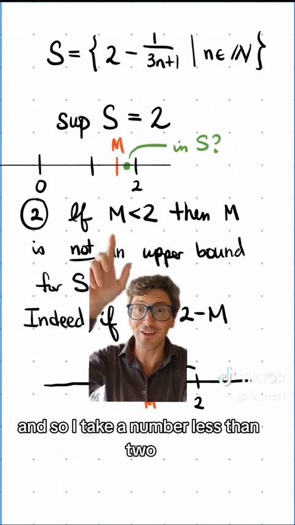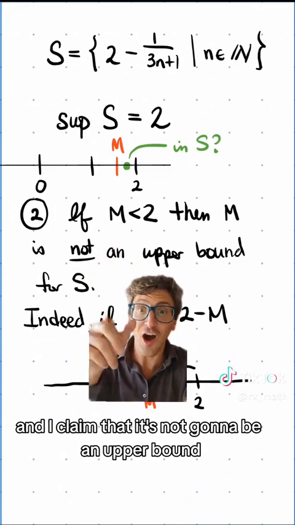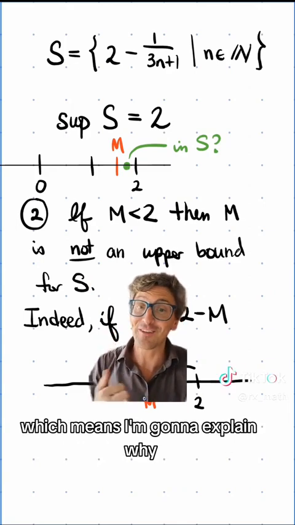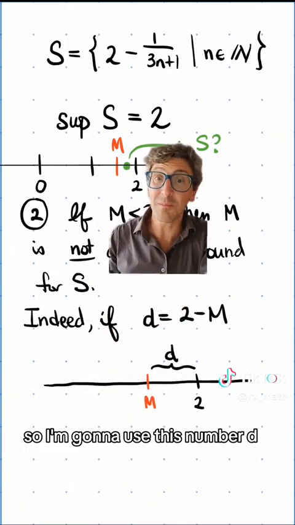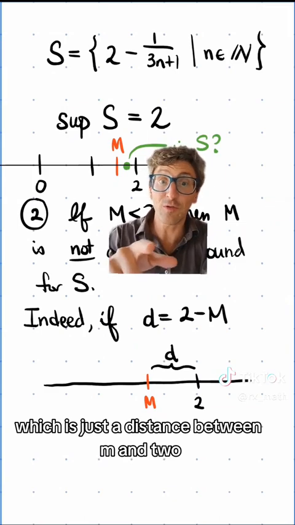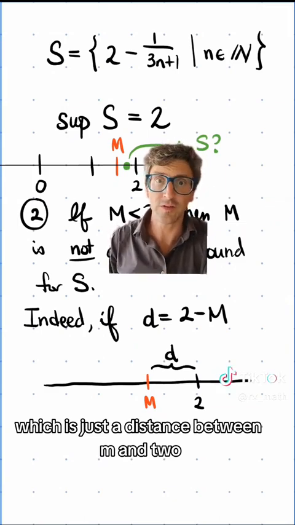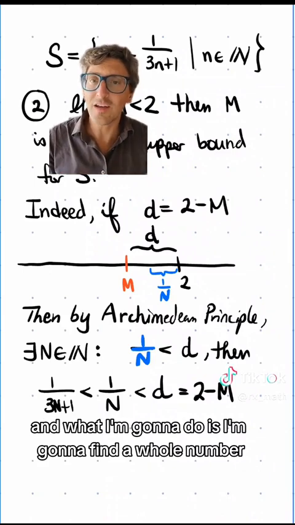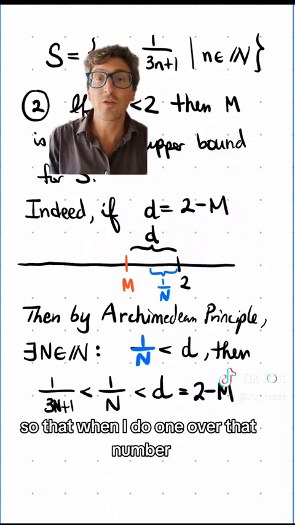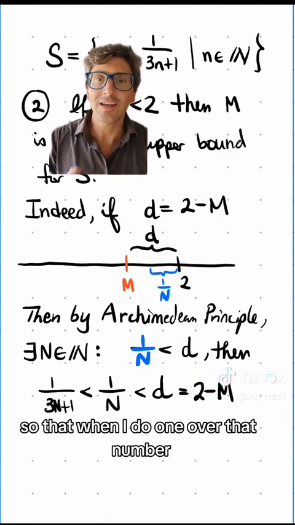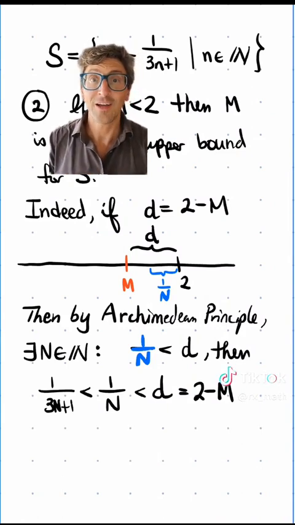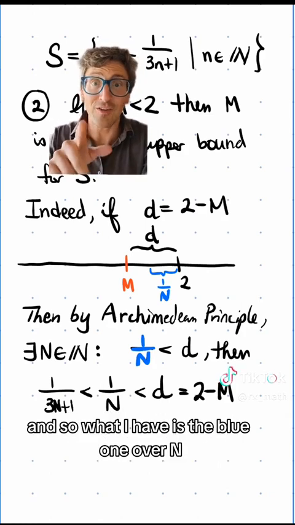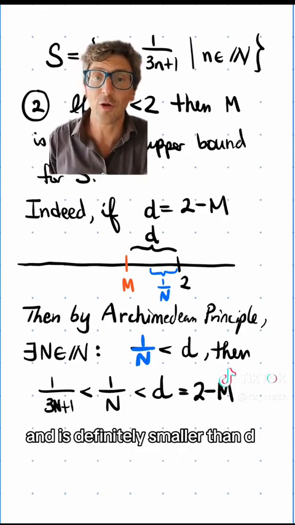And so I take a number less than 2 and I claim that it's not going to be an upper bound. And then I write a famous mathematician word, indeed, which means I'm going to explain why. So I'm going to use this number d, which is just the distance between m and 2. It's probably a really small number, who knows. And what I'm going to do is find a natural number n so that when I do 1 over that number, it's smaller than d. Now I can do that by the Archimedean principle that we talked about in day 5. And so what I have is the blue 1 over n is definitely smaller than d.